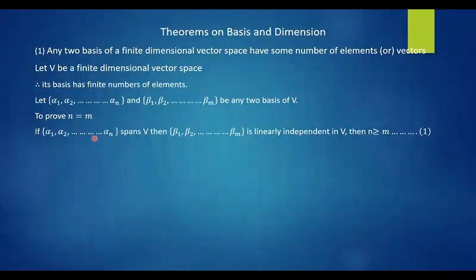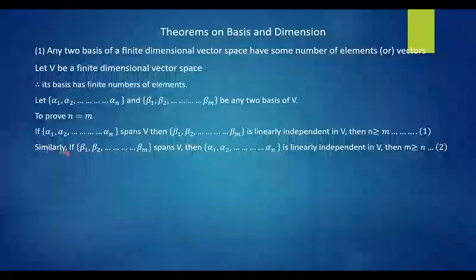So we already know one theorem: if n vectors span V and r vectors are linearly independent in a vector space V, we can say that n is always greater than or equal to r. Using that theorem, we write this: if alpha 1 to alpha n spans V, then beta 1 to beta m vectors are linearly independent in V. Then we write n is greater than or equal to m.